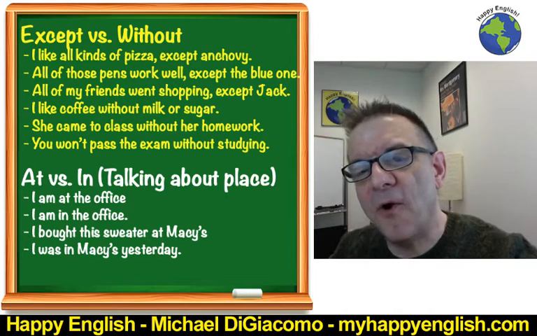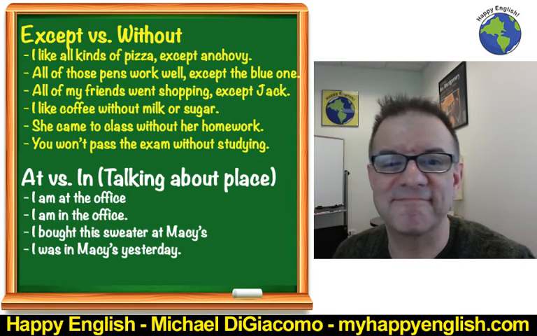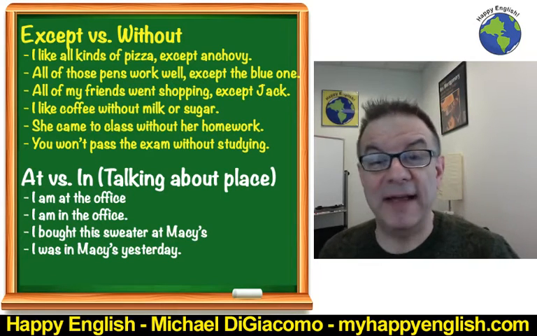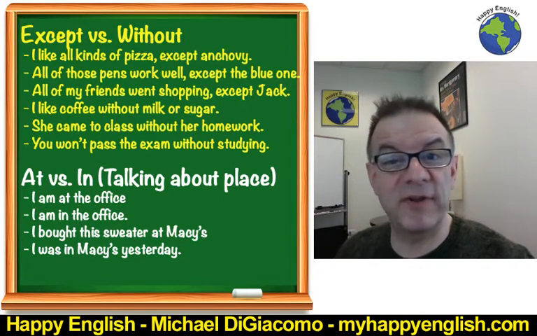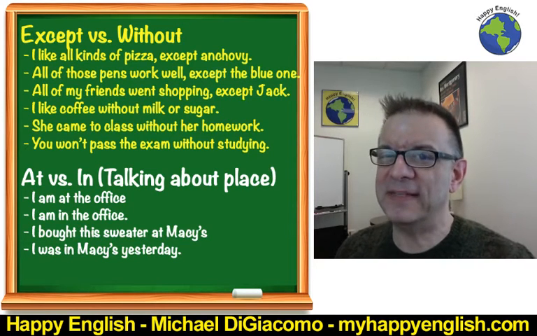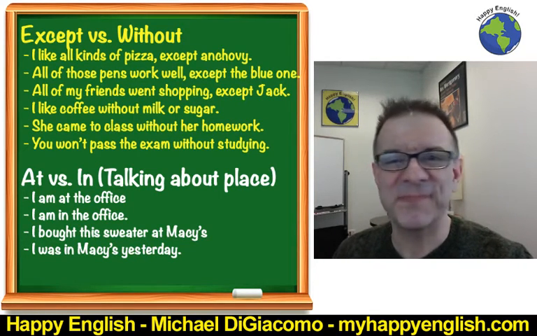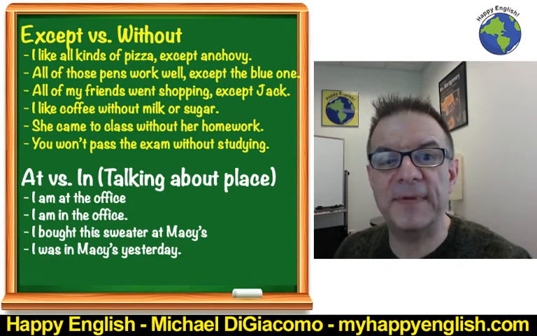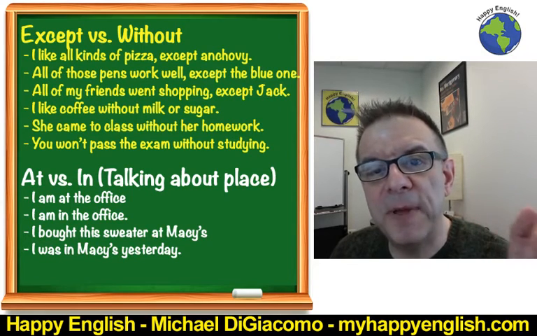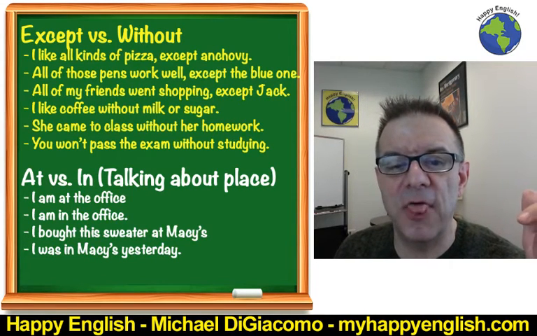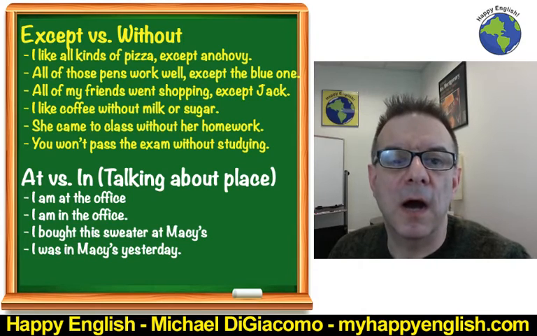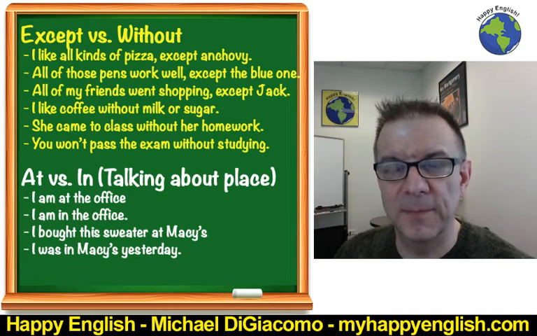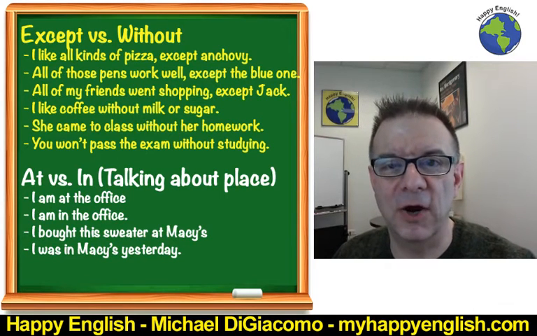I like all kinds of pizza toppings except anchovy. I don't know why it is. I like fish. I've had grilled anchovies, no problem, but for some reason on a pizza, it doesn't cut it for me. So I like all kinds of pizza except anchovy. All of those pens work well except the blue one. All of my friends went shopping except Jack. Can you notice the pattern here?